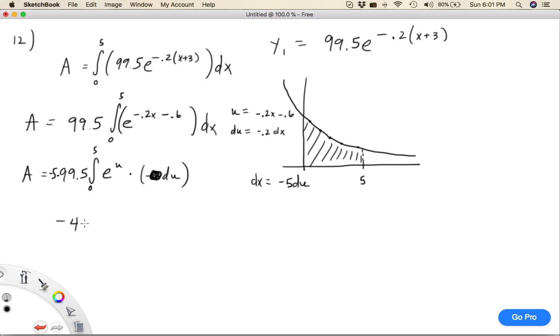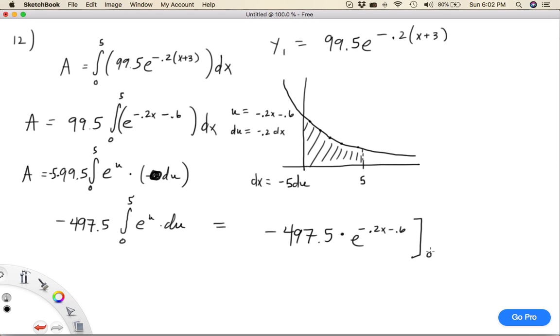So we got negative 497.5 integral of e to the u times du. Now we did all that work because the integral of e to the u is just e to the u. Okay, so we can evaluate the integral. Negative 497.5 times e to the u, which is actually e to the negative 0.2x minus 0.6. Right? You plug your x's back in instead of u. So we got negative 497.5 e to the u.